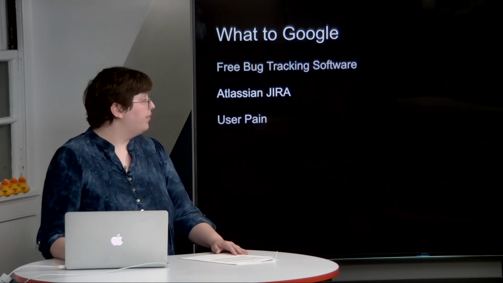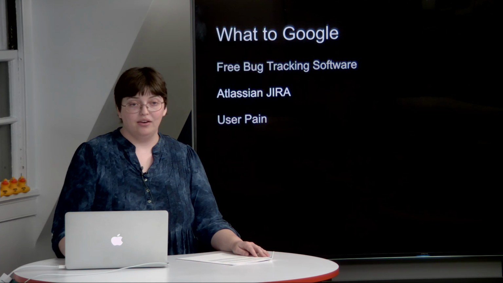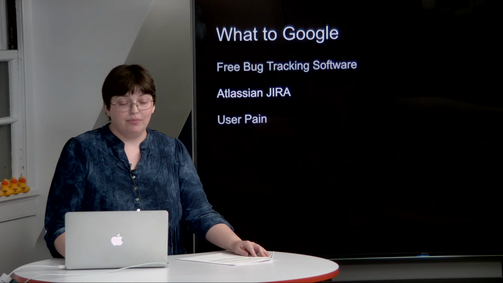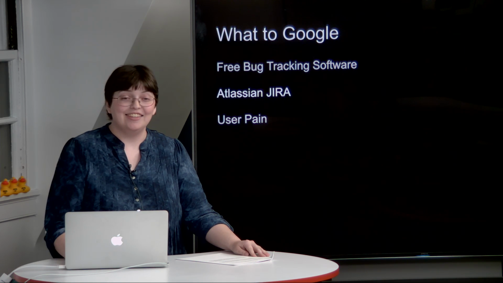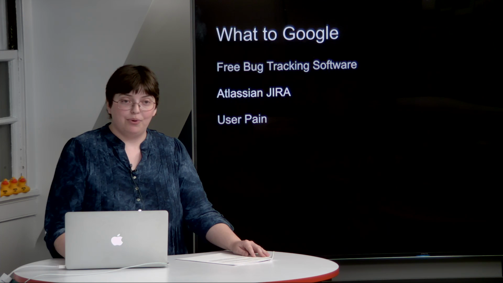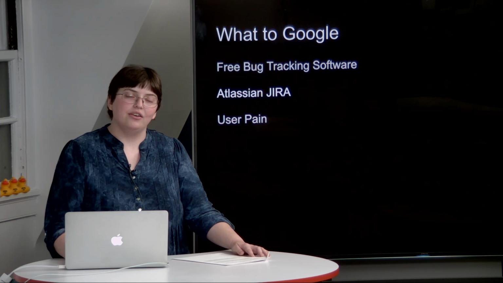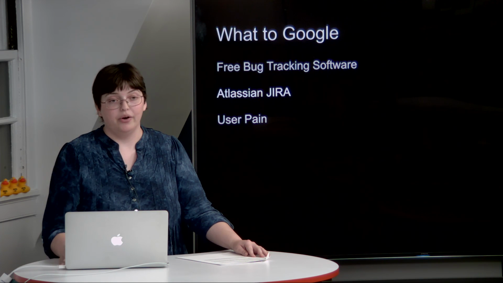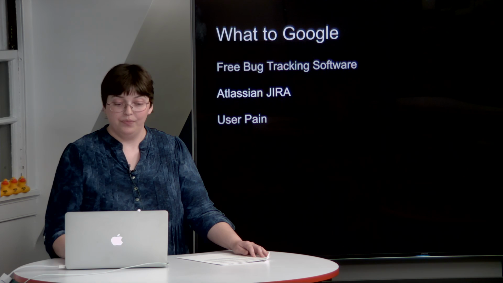Some things to Google. There are some free bug tracking software out there. The software I mostly use in my work to track bugs is Atlassian Jira. I believe it is proprietary, but they may have a free trial. At any rate, it's worthwhile looking at their specifications to see what sort of things are useful in bug tracking software and what sort of things might be useful to you.